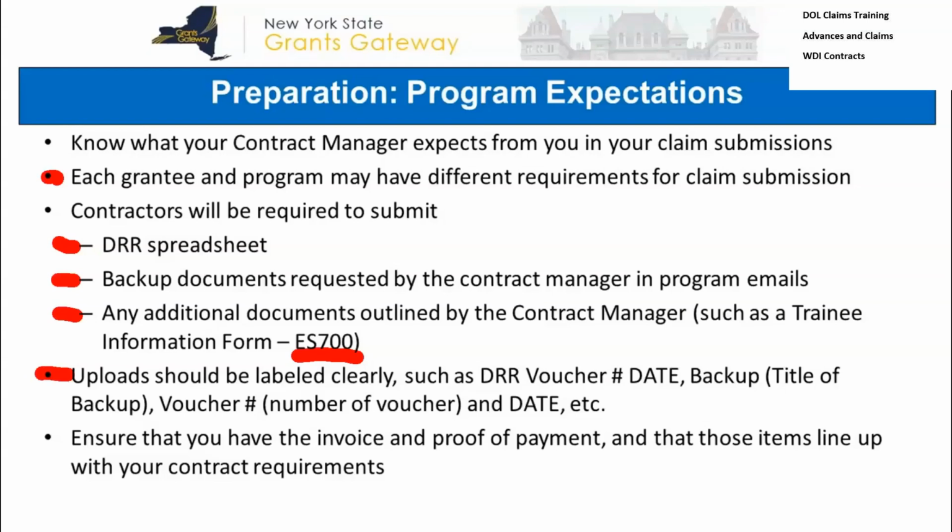And you also have to have the invoice and proof of payment for these items that you're claiming. Those items need to line up with the contract requirements. You can't put in a claim in the category of other for something that's not related to your program and that's not approved for use in your program. So obviously you're only claiming for things that your program is allowed to do. Again, your best point of contact would be your contract manager, and of course reading the details of your contract.